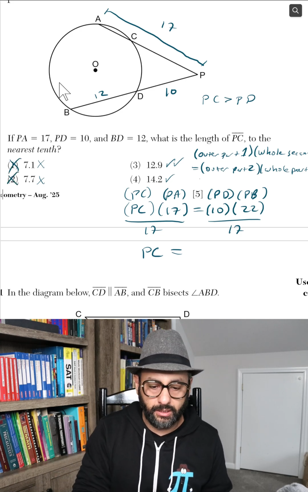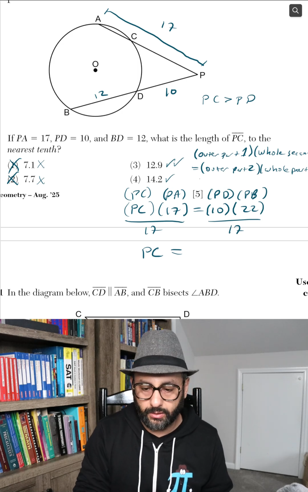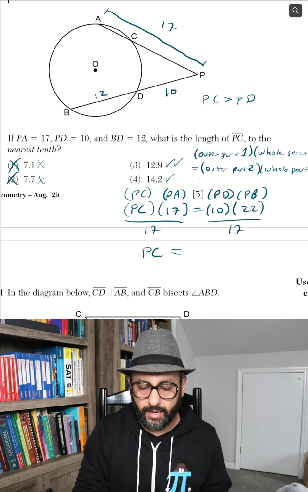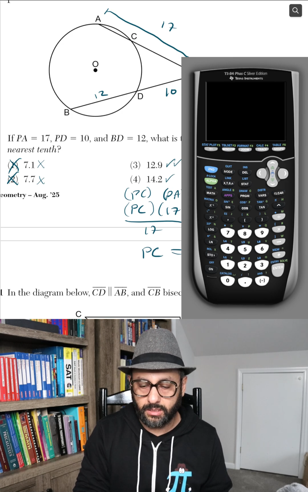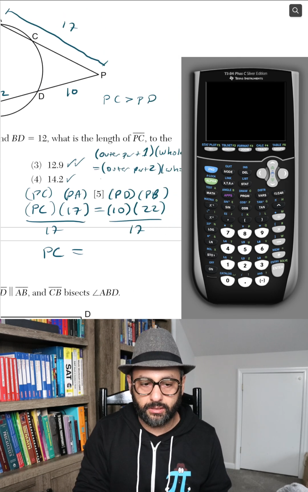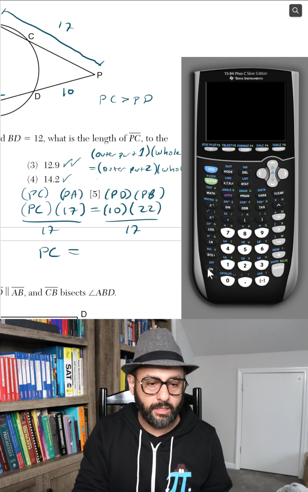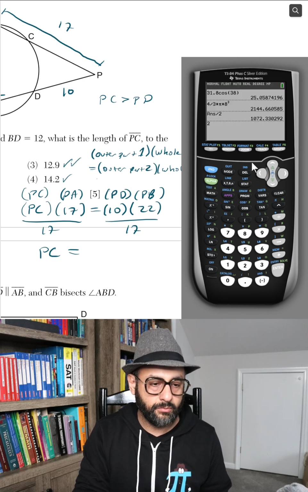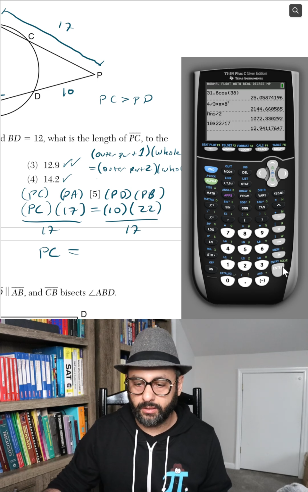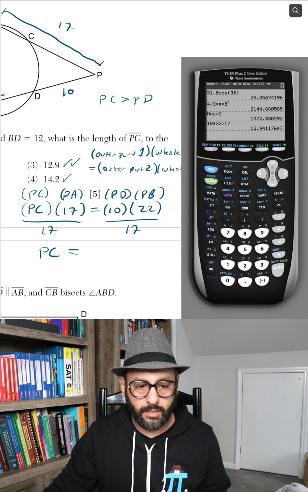But I do need to get my calculator out. It's going to block off the numbers a little bit. Let's see if I can move the numbers for a second. 10 times 22 divided by 17. And the calculator says 12.94.